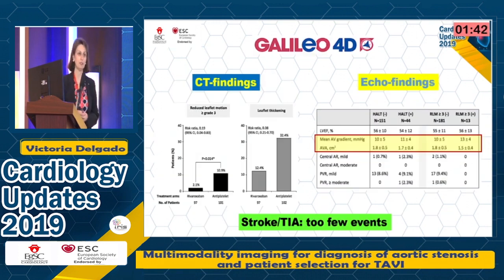Indeed, the GALILEO-4D, a sub-study of the GALILEO trial that was comparing rivaroxaban plus aspirin versus clopidogrel plus aspirin after TAVI, showed that the patients treated with rivaroxaban showed this phenomenon much less frequently. There were no differences on echo as compared to the group treated with antiplatelet, but there were so few events that the association of this finding with the risk of stroke or TIA was not seen. And the trial was stopped prematurely because the group treated with rivaroxaban was dying more. Probably because the dose was quite high, 10 milligrams, and it was not treated maybe with a much lower dose like in the COMPASS trial, which was 2.5.